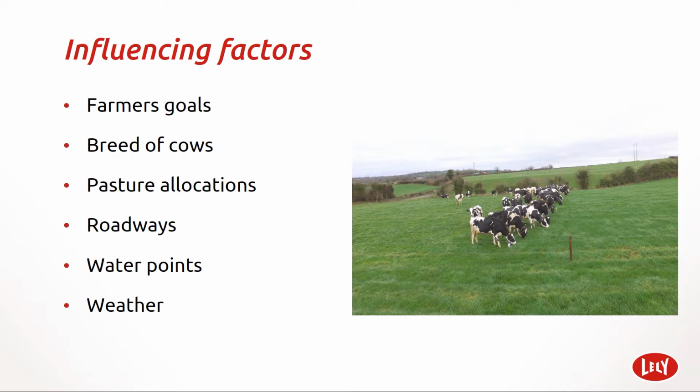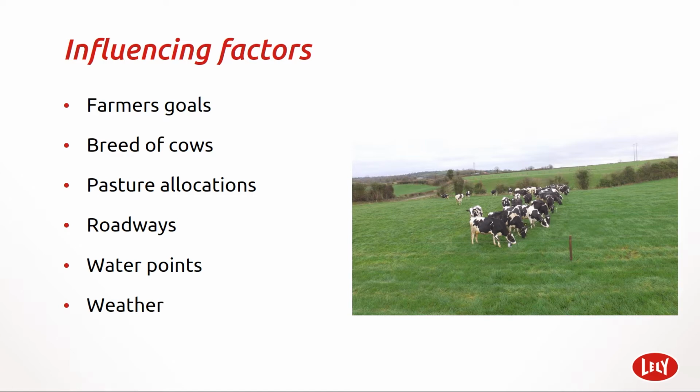Influencing factors. Every farm is different, whether it is conventional or automated. So there are many different things to be taken into consideration for the initial split up of a farm or simply for the day-to-day operations. Firstly, you've got the farmer's goals. Every farmer is different in what they want to achieve, whether it's pasture related or milk production related.